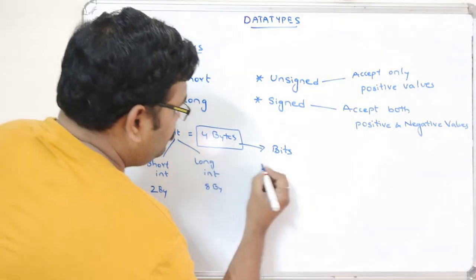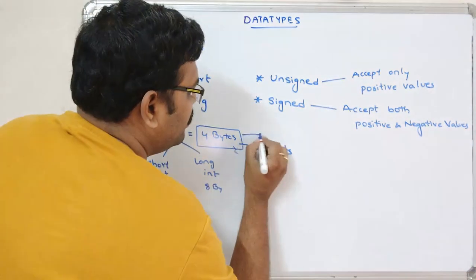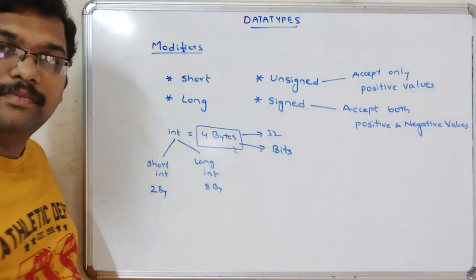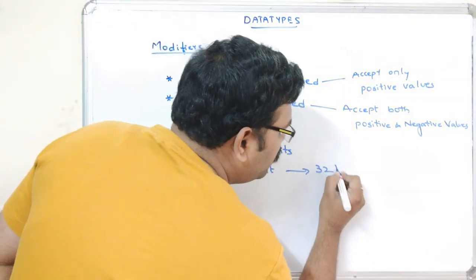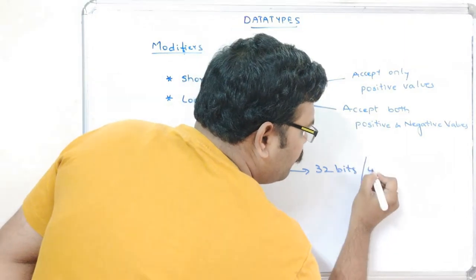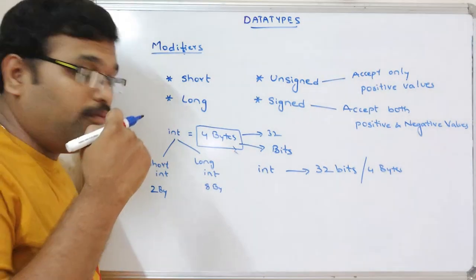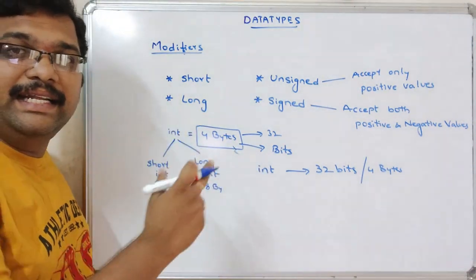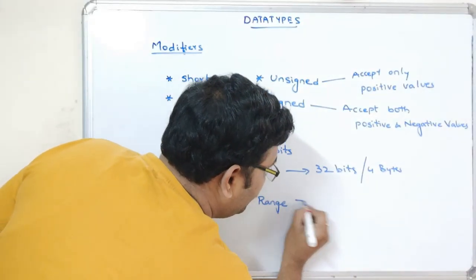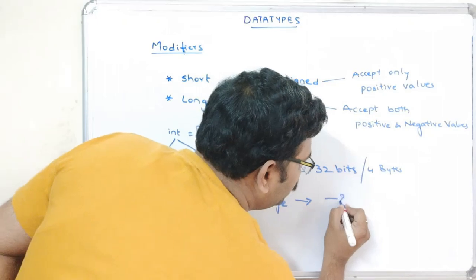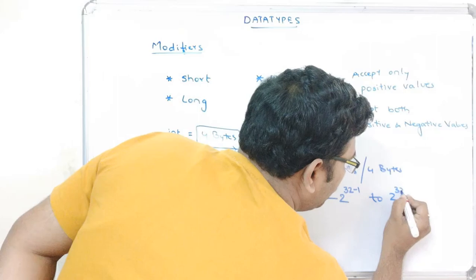So that is nothing but 32 bits, right? 32 bits. Okay. So int will have 32 bits or 4 bytes. Is it clear? Now we have to find the range of values that integer will accept. That is, the range of int is nothing but minus 2 power 32 minus 1 to 2 power 32 minus 1.